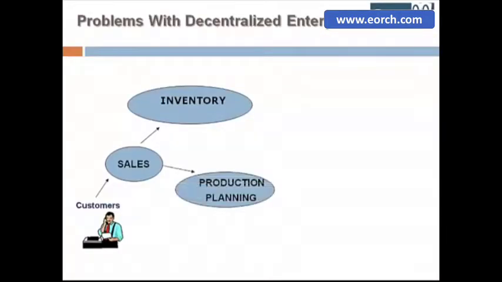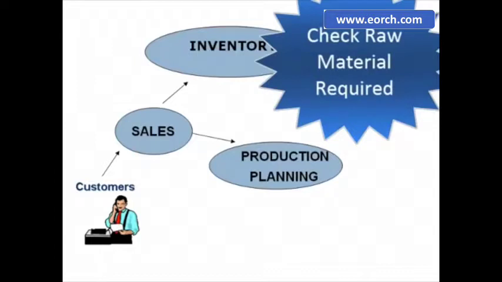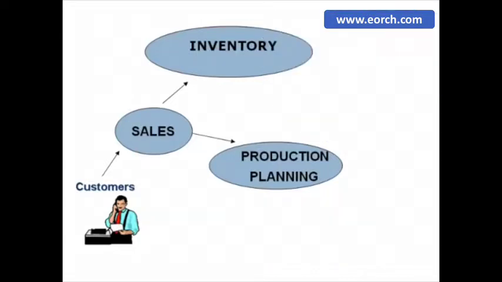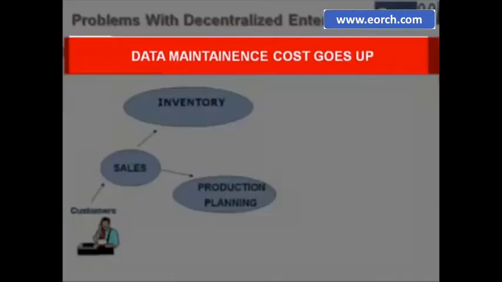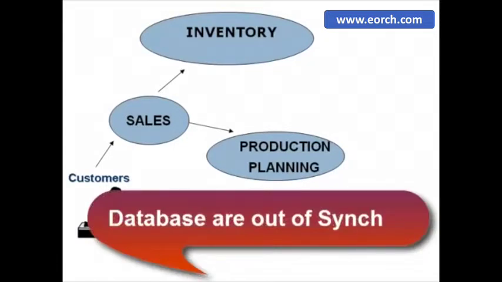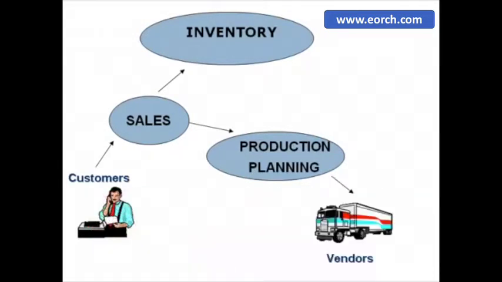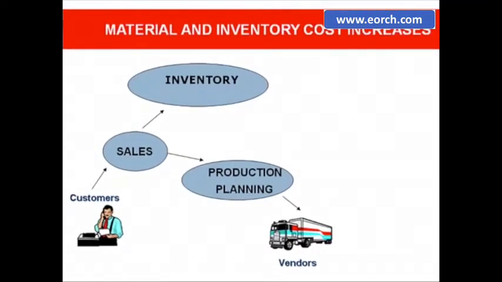Now suppose the product is out of stock and the sales team approaches the production planning team to manufacture the product for future use. The production planning team checks the availability of the raw materials required. Raw material information is separately stored by production planning as well as the inventory department. Thus, data maintenance cost goes up. A particular raw material required to manufacture the product is available in the inventory, but according to the database of the production planning team, the raw material is out of stock. So they go ahead and buy the raw material. Thus, material as well as inventory costs go up.